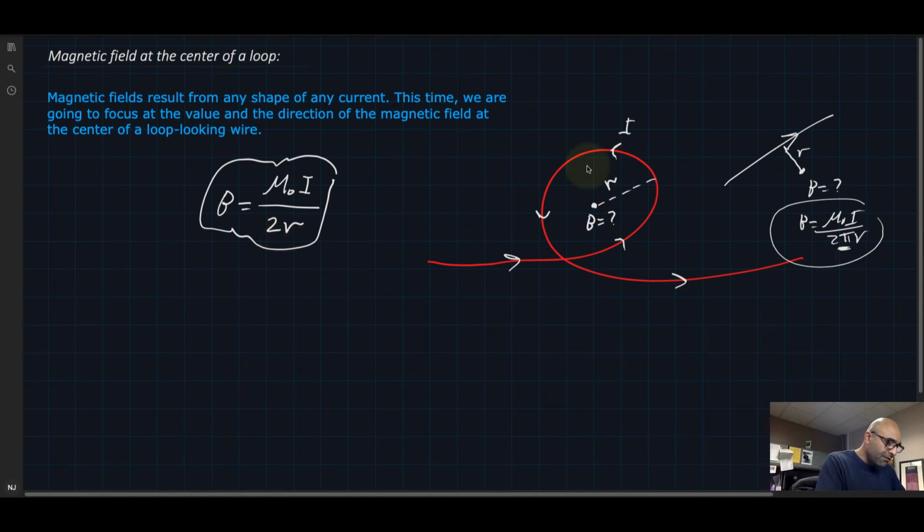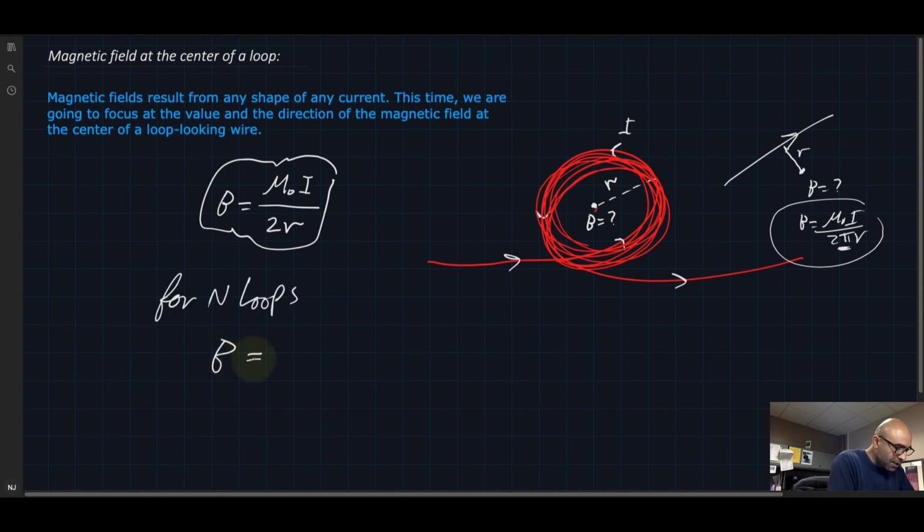Let me ask you a question now. What if you have n loops? Like instead of one loop here, you made n loops, like hundreds of them. How does that affect the magnetic field at the center? Well, for n loops, the magnetic field at the center is going to be equal to mu naught I over 2R multiplied by n. So for each loop you add another magnetic field of the same value as the one before. So if you want to make a huge magnetic field at the center, you can put thousands of loops if you want.